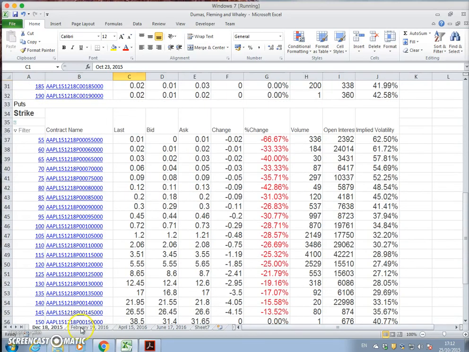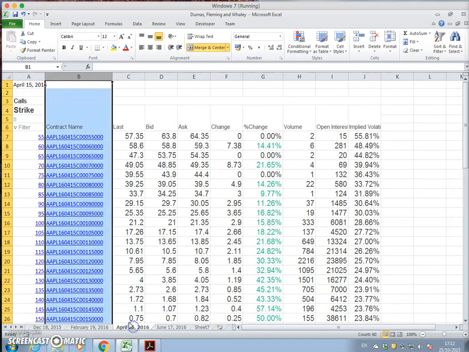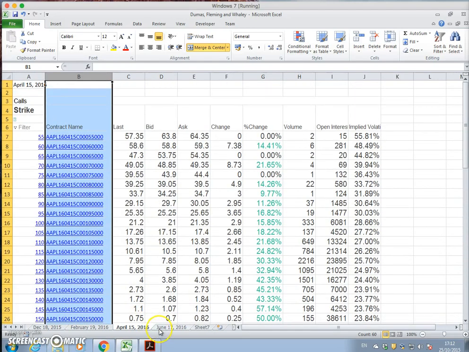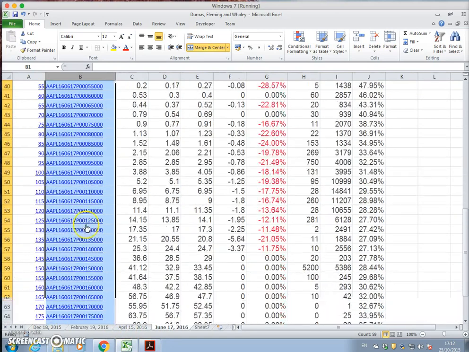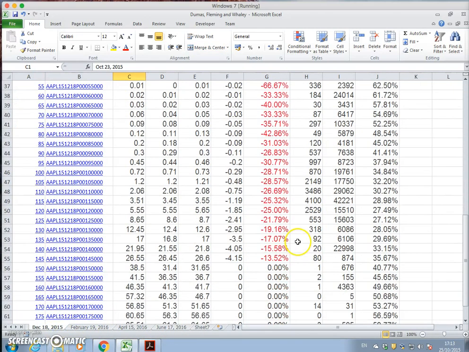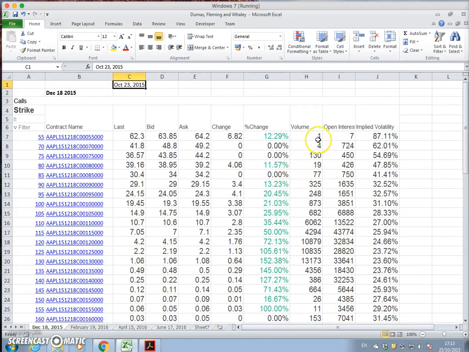But then there was the February contract, or the February expiry, with all these time periods. There was the April 15th expiry with all those strikes, and there was also June. So there are lots of data points, and what we might do here is focus a little on the volume and the open interest as indicators of liquidity in the market.